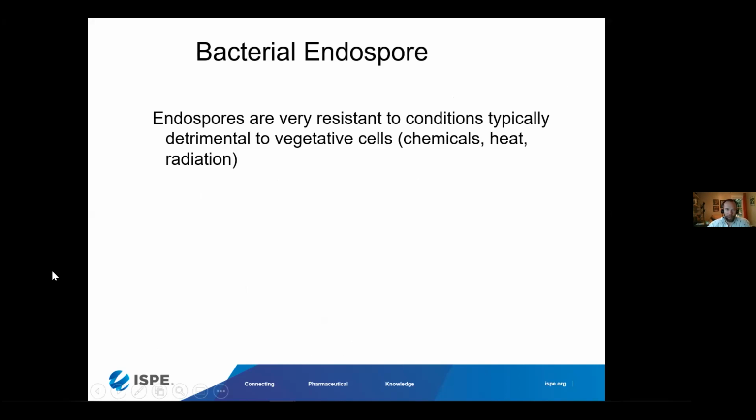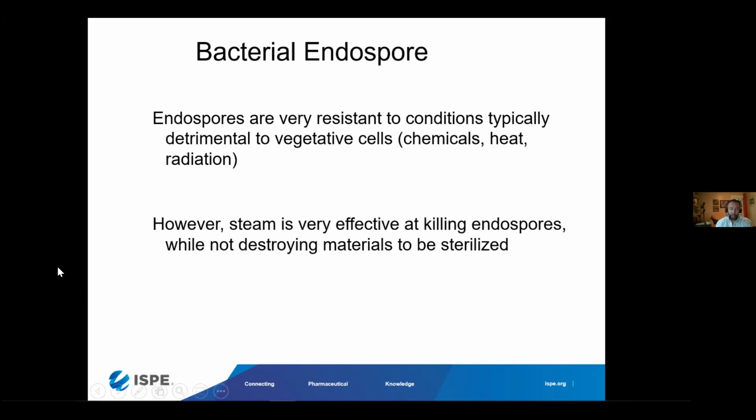What about an endospore makes it resistant to the mode is really the fact that there's a protective coat formed around the essential properties of the cell. And this is what makes them very resistant to conditions that are typically detrimental to the vegetative cells.